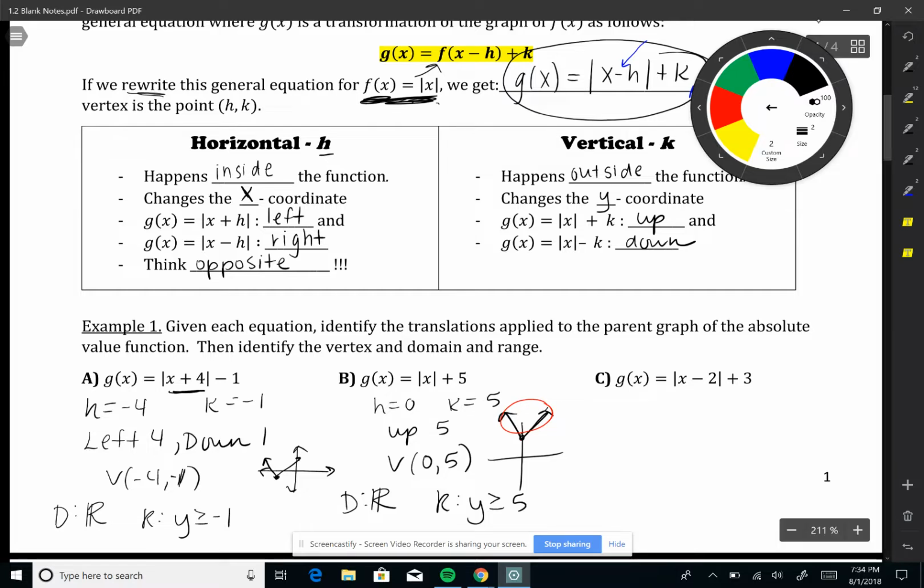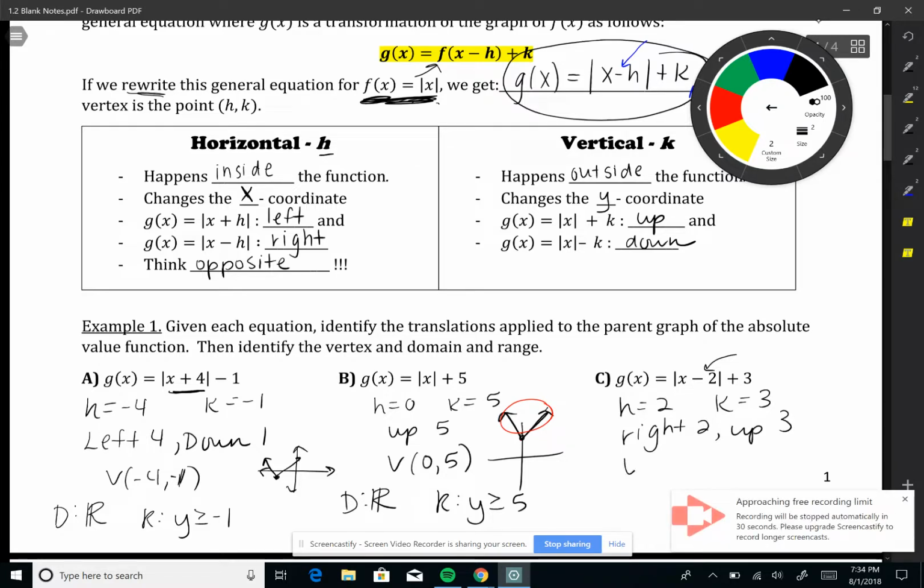The last one, I have g of x equals the absolute value of x minus 2, then plus 3. So remember, think opposite on the inside. This is actually an h value of 2 and then a k value of 3, which means I am moving right 2, up 3, which makes my vertex 2, 3. So very quickly, because my vertex is at the point 2, 3, but my graph is still opening upwards, my range is y is greater than or equal to my y coordinate 3. That's your range. Your domain is still all real numbers.